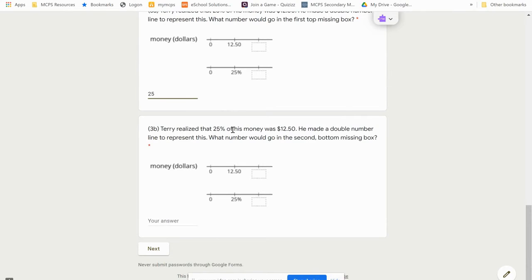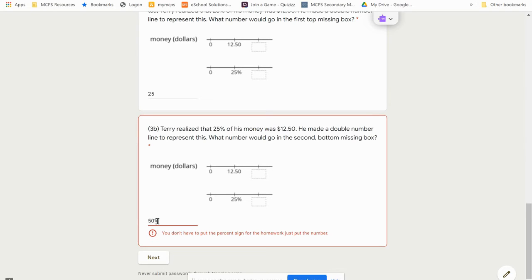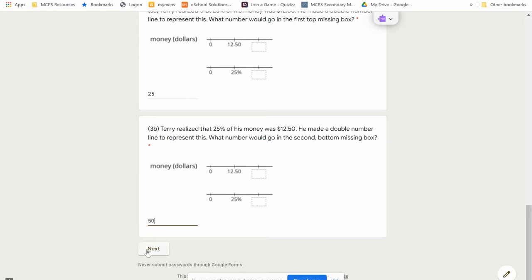Terry realized that 25% of his money was $12.50. He made a double number line to represent this. What would go in the second bottom missing number? What's double 25? 50. And we're going to put 50%. Okay, well, it should be 50%.